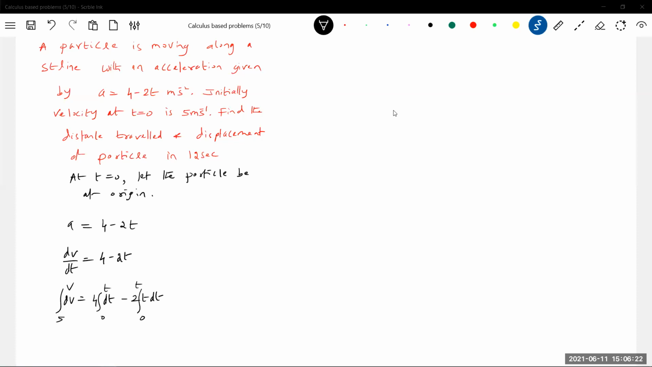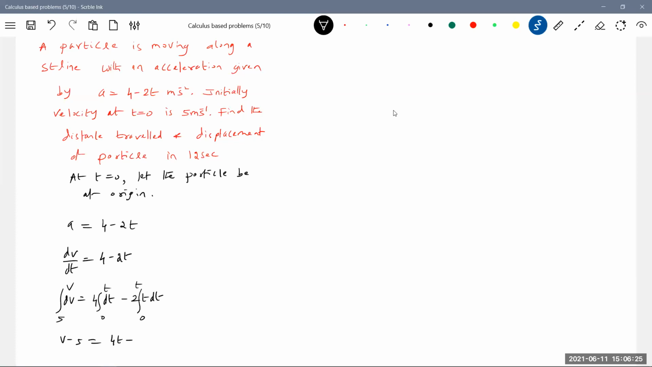Okay, I'm going to integrate this. This will become v minus 5 equals 4t minus 2t square by 2, from 0 to t. Directly I'm writing, or one more step. The next step will be v minus 5 is equal to 4t minus 2t square by 2, the 2 gets cancelled, so t square. So v equals minus t square plus 4t plus 5.